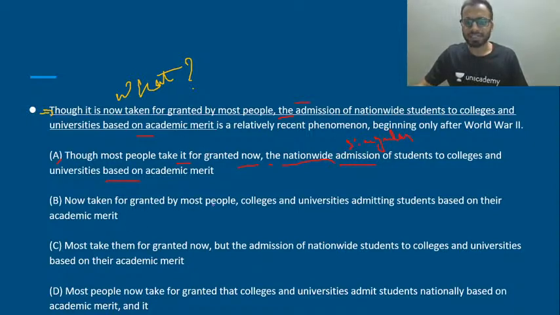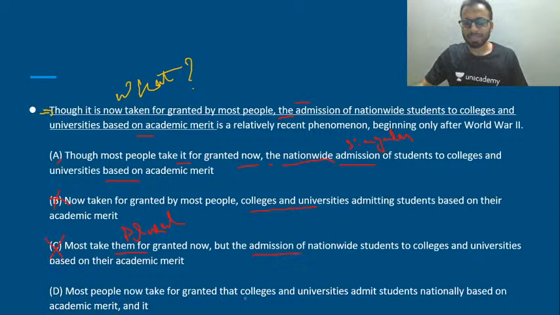Now taken for granted by most people. Colleges and universities are not taken for granted, so we eliminate option B. Most take them for granted. Them is plural, right? And admission is singular, so we eliminate C as well.